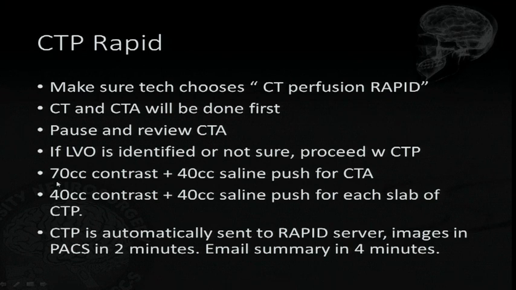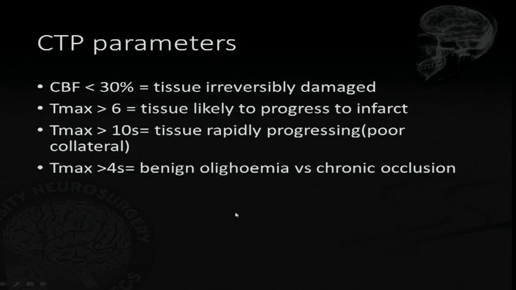The injector will have 70 cc's of contrast plus 40 cc's of saline push for the CTA, and then a hold. And then you'll have 40 cc's of contrast and 40 cc saline push for each slab of CTP. And there's a hold between each slab of CTP. As soon as CTP is obtained, it'll automatically send to RAPID, and you'll have your images in the PACS in 2 minutes and the email summary in 4 minutes, okay?